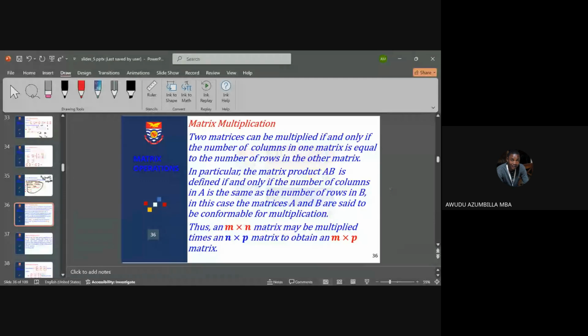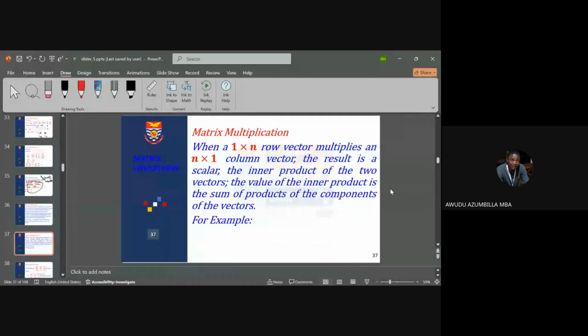In particular, we are saying that the matrix product AB is defined if and only if the number of columns in A is the same as the number of rows in B. In this case, the matrices A and B are said to be compatible for multiplication. So that is the rule: the number of columns in one matrix must be equal to the number of rows in the other matrix before we can do the multiplication.